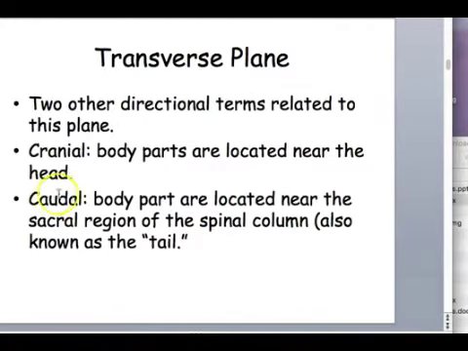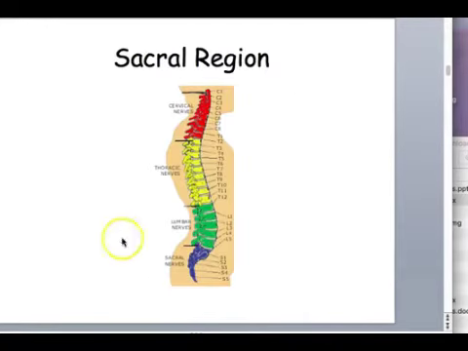So here's that cranial caudal thing again. If you want to write these things down, it's a good place to pause. Cranial means it's located near the head or superior. Caudal means near the sacral region of the spinal cord or the tail. Again, here is another example. When we look at the sacral region of the spinal cord, it's the butt, basically. Okay, so it's the last part of your spinal cord.